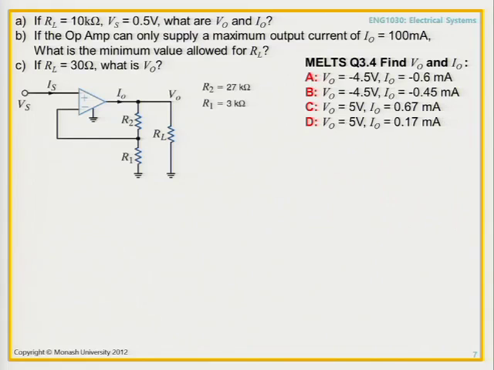Okay, back to it. Question 2. So, have a look at this question. This one is something you wouldn't have seen before. The first one was a nice, easy one. Have a go at this one. So we're looking for what is the value of VO and IO when RL is equal to 10K and VS equals 0.5 volts.